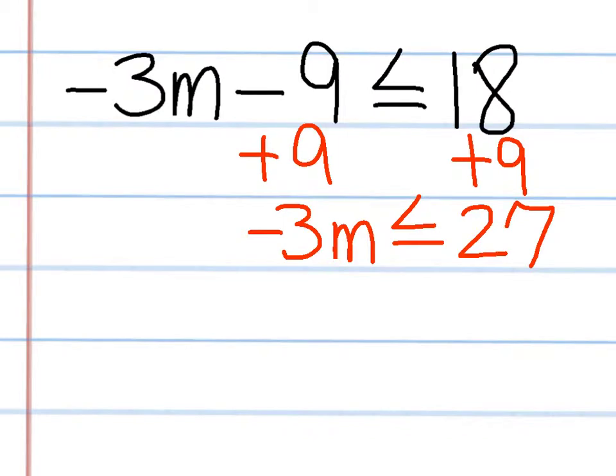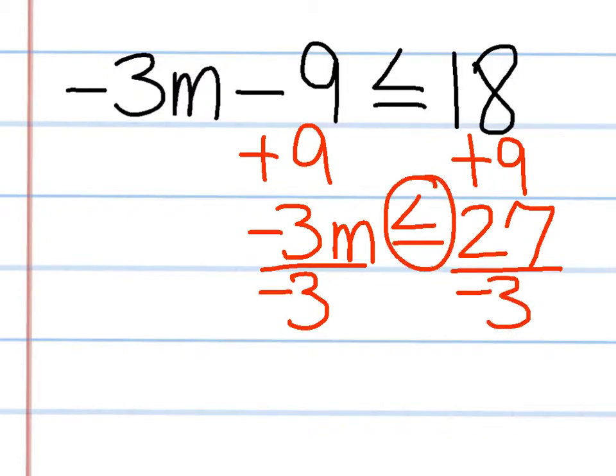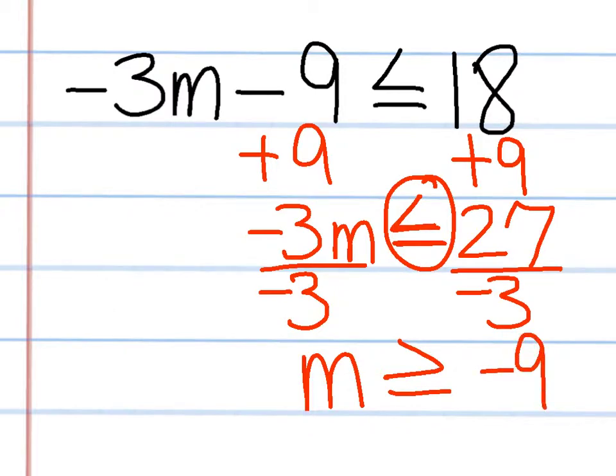Now when we divide by a negative, what do we need to do next? Divide 27 by negative 3 and divide negative 3 by negative 3. Right, we're dividing both sides by negative 3. When we divide by a negative and we have an inequality, you need to flip the inequality the way that it goes. So we have m, and it was less than or equal to. Now it's going to be greater than or equal to. 27 divided by negative 3 is negative 9.